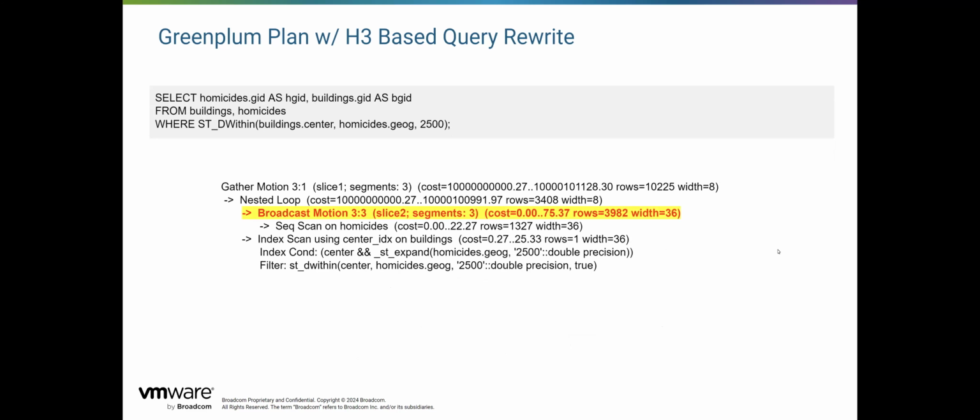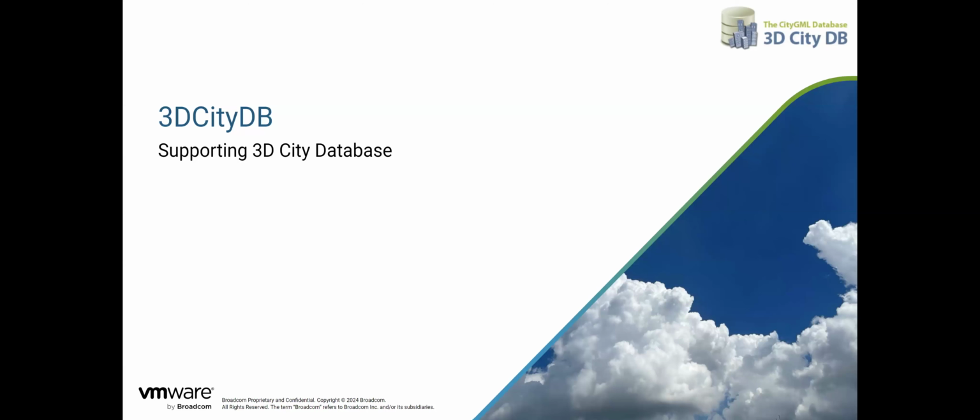And I assume this is the old way it was done, which is broadcast and compare everything to everything. So we've achieved what we call a couple of orders of magnitude improvement. All right, so that's the geospatial hexagons.